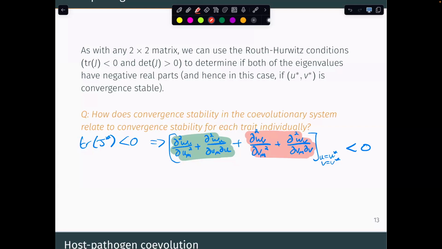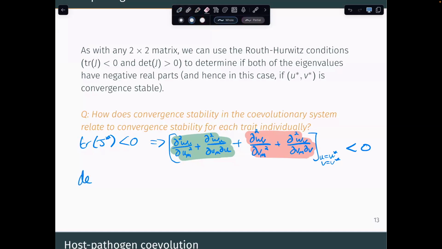However, they don't have to both be convergent stable, right? If this one has a much larger magnitude than this one, say this is actually convergence unstable and this one's convergent stable, this could still be negative. So convergent stability in one dimension doesn't necessarily carry over to convergent stability in two dimensions. This tells us that at least one, but not necessarily both, must be convergent stable when we look at them in isolation in order to get convergent stability when they're coevolving.